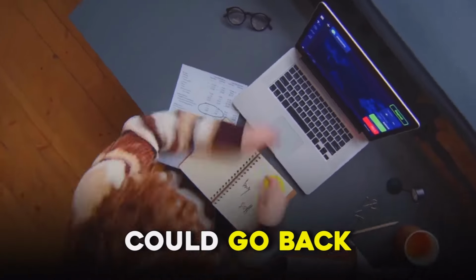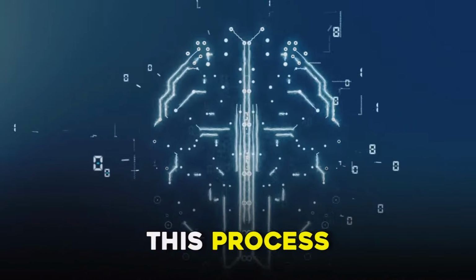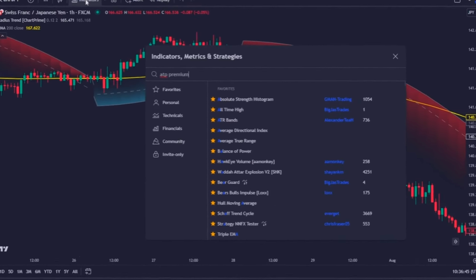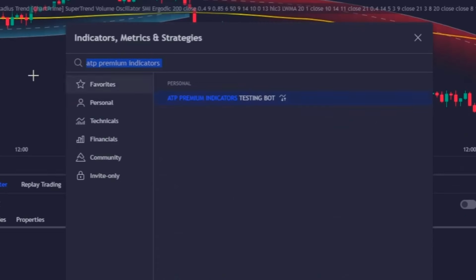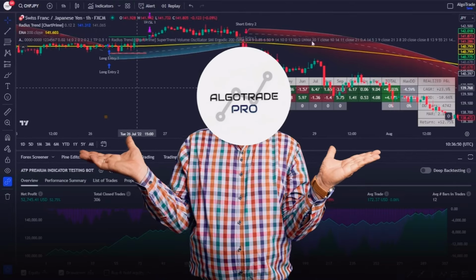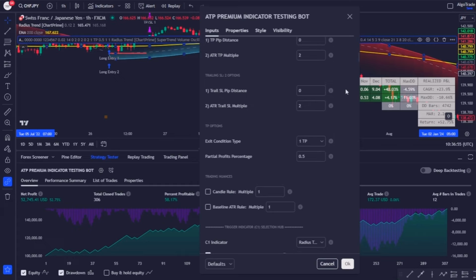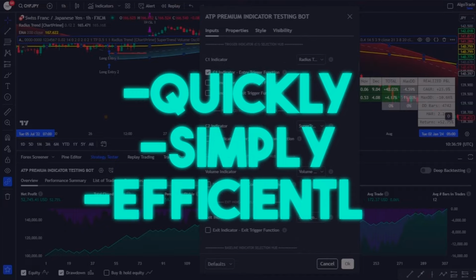While I could go back in time and test everything by hand, I prefer to speed up this process. For that, I will head back to the Indicators tab, search for ATP Premium Indicators Testing Bot and add it to my charts. If you are not familiar with this tool, it allows me to test endless combinations of indicators and strategies quickly, simply and efficiently.